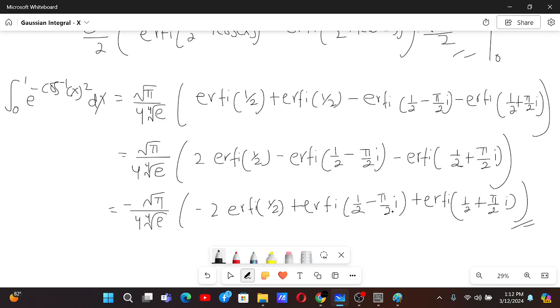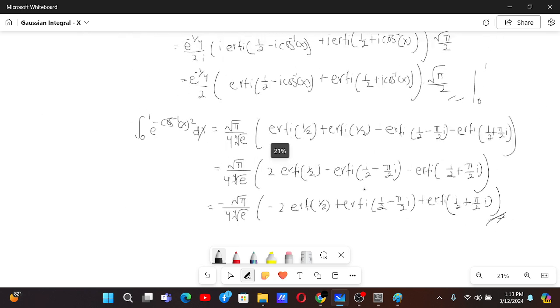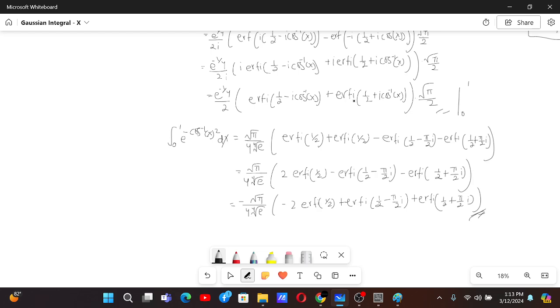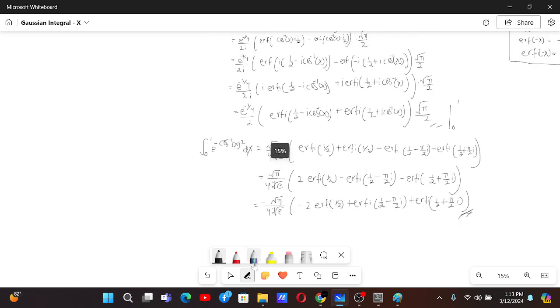From Wolfram Alpha, we also found that answer. So this is solved now. Both the indefinite and definite integrals are correct.